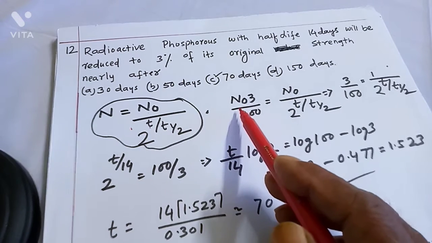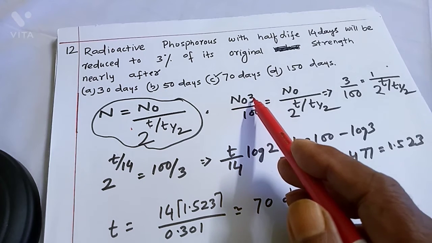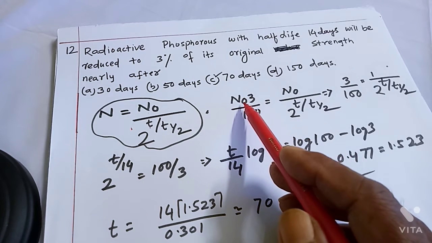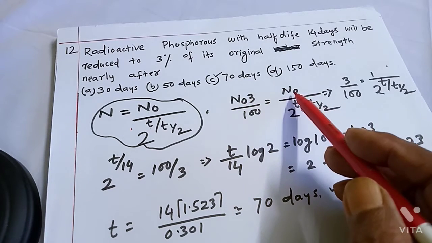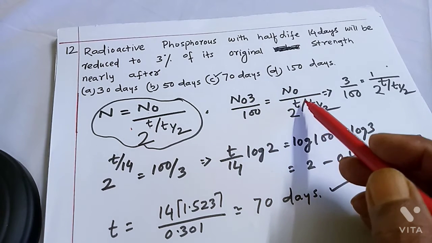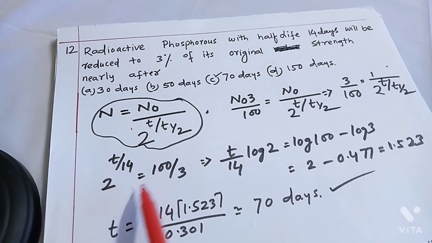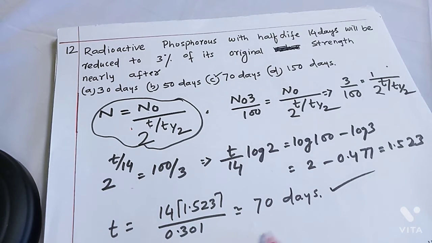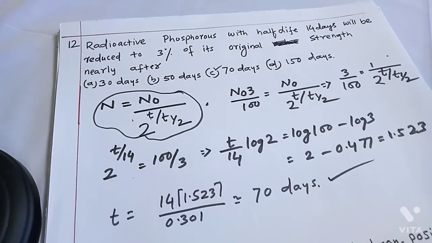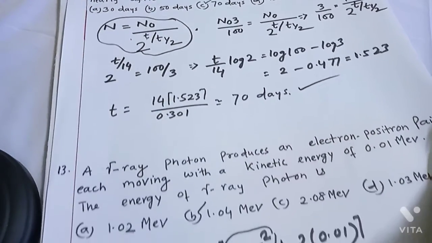Now since in the question it will reduce to 3%. 3% means 3 by 100. So from the initial value N0, that is 3N0 by 100, becomes equal to N0 by 2 to the power t by t half. Putting t half equal to 14 days and solving, taking logarithm and solving, we have t equal to 70 days nearly. So the choice C is correct.